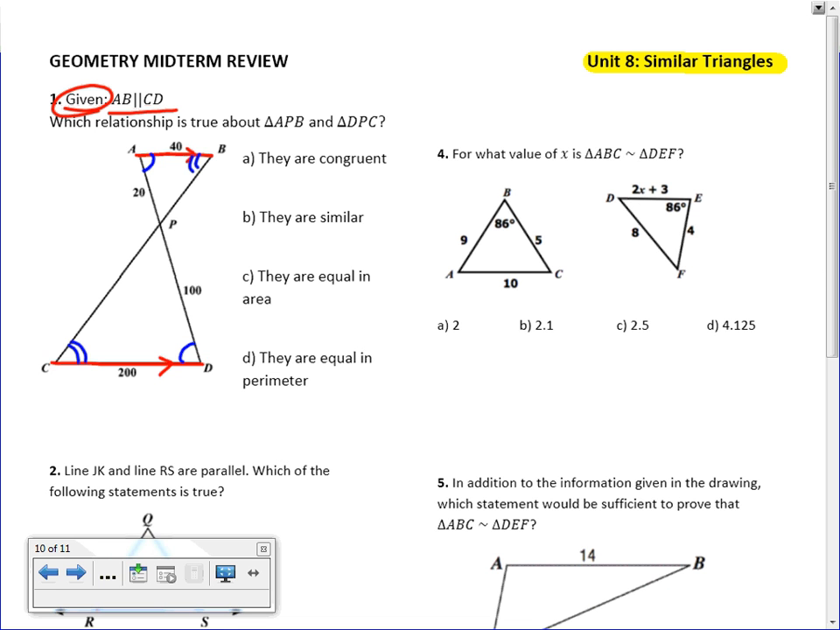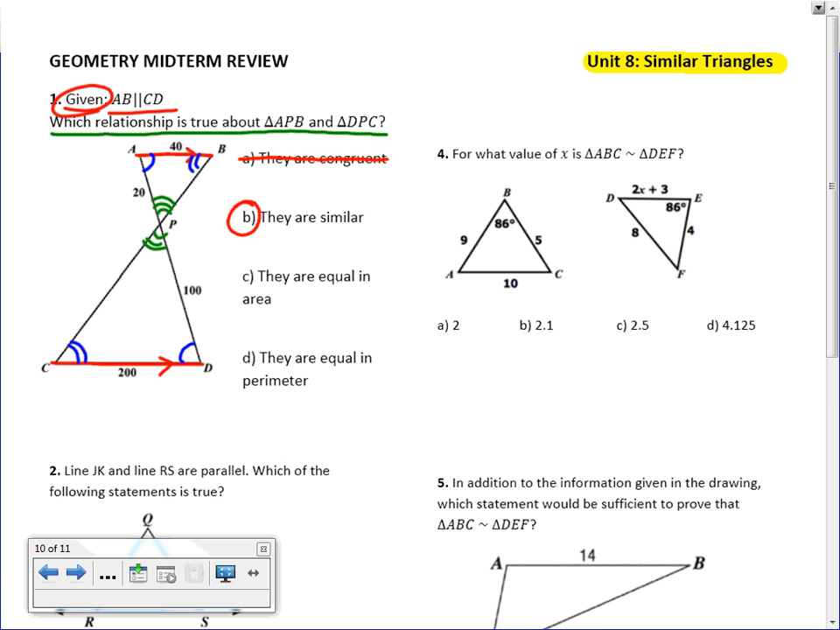And then I also see, just in the diagram itself, I have some vertical angles. So I now know that all three angles of one triangle are congruent to all three angles of the lower triangle, and now I know that the triangles are similar. So the question says which relationship is true about these two triangles? Well, no, they are not congruent, and if you look at the diagram itself, that's kind of apparent. Yes, they are similar, so I'll circle that and come back to it.